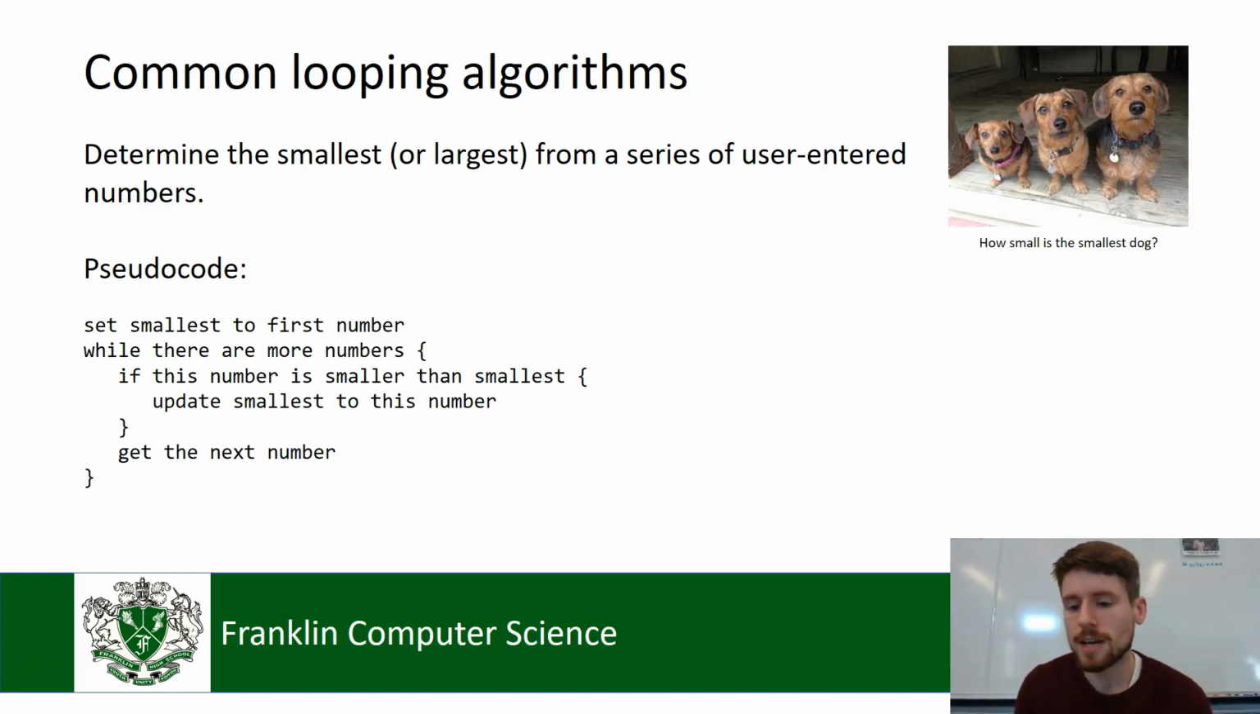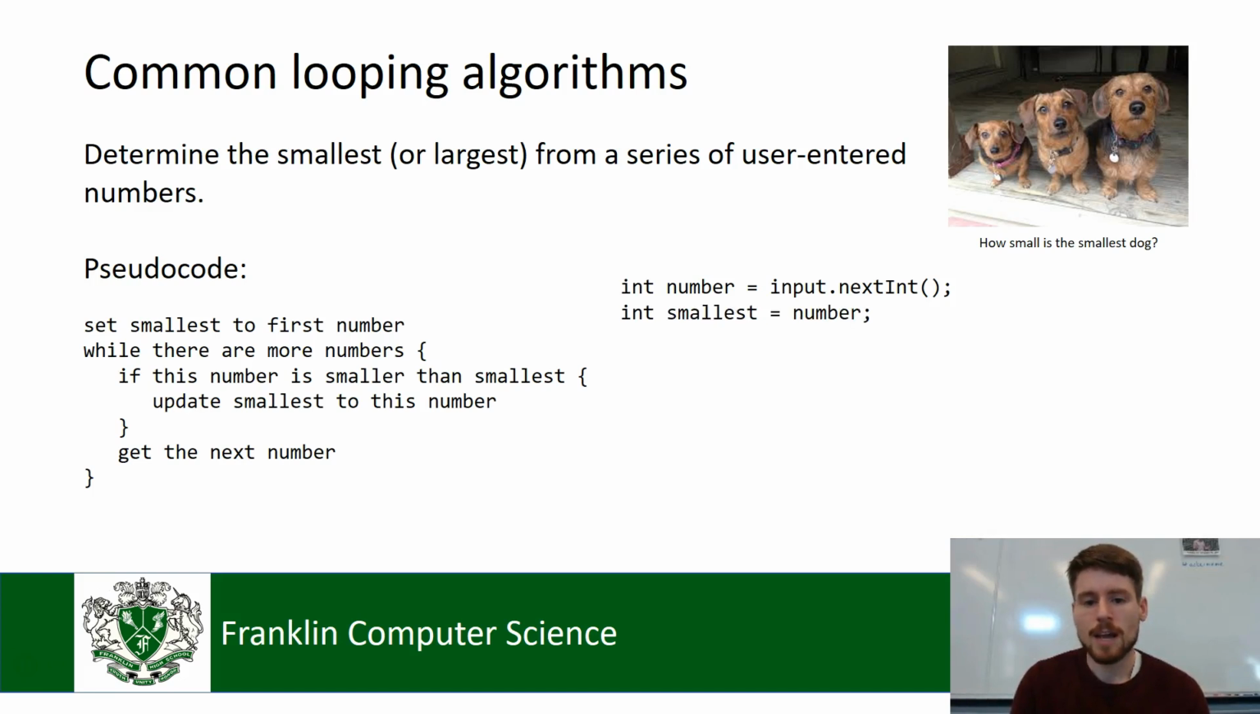So that's the pseudocode, and let's see what this looks like in Java. The first thing, we're getting a number, and we're getting it from input. And then we're setting a smallest variable. We're going to call it smallest, and set it to whatever that number is.